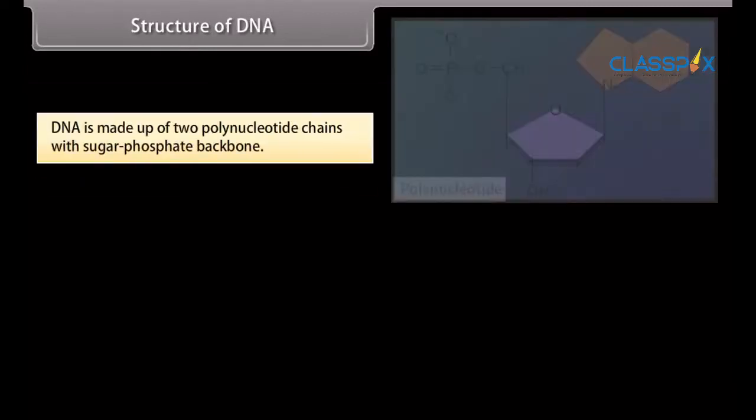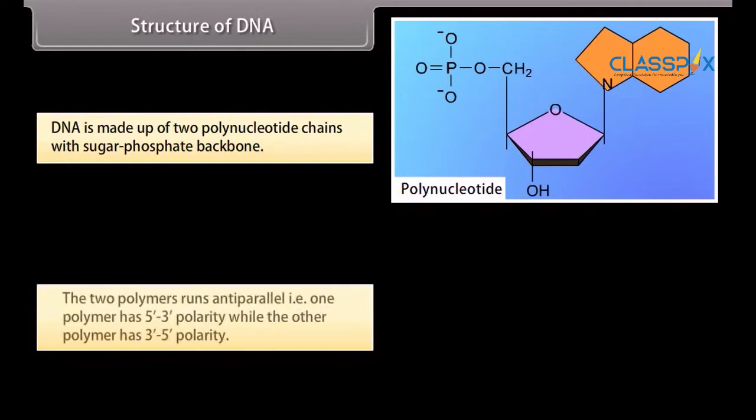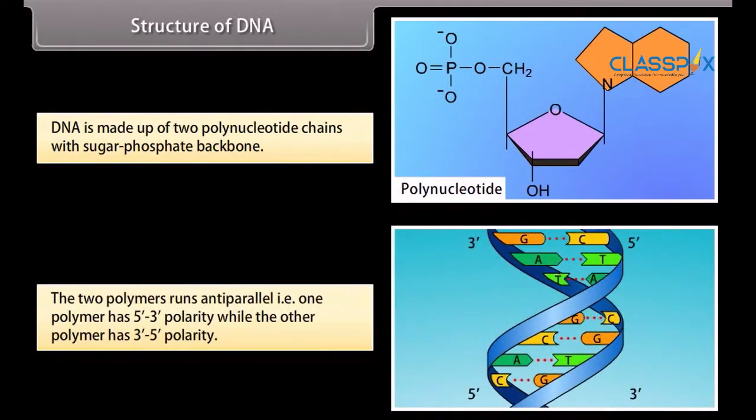Structure of DNA. DNA is made up of two polynucleotide chains with a sugar-phosphate backbone. The two polymers run anti-parallel, that is, one polymer has 5' to 3' polarity, while the other polymer has 3' to 5' polarity.